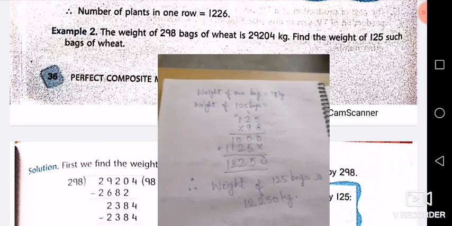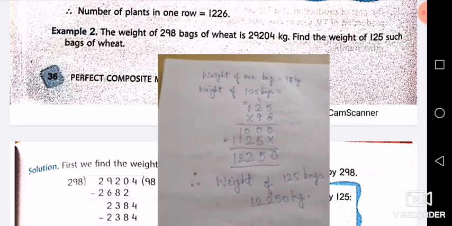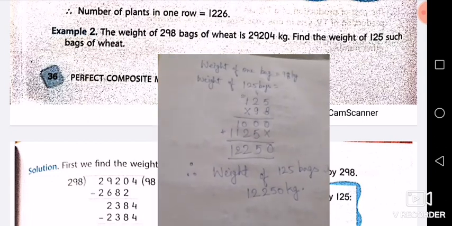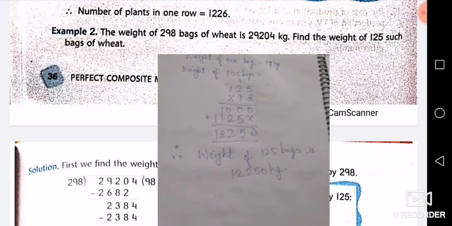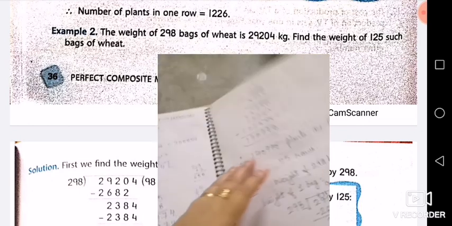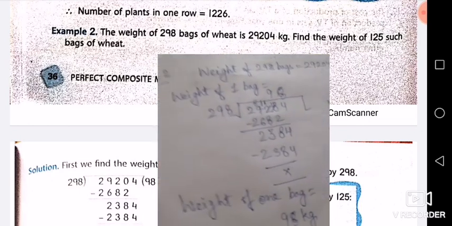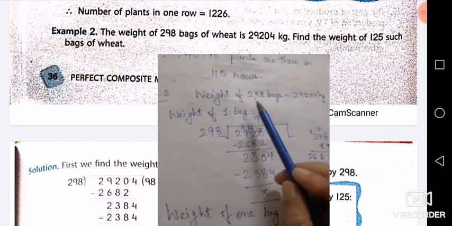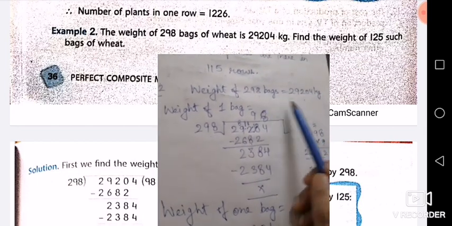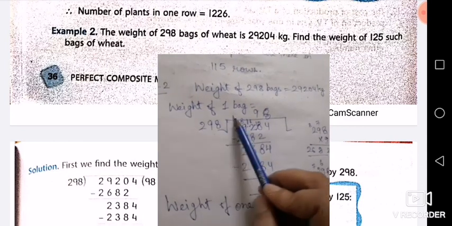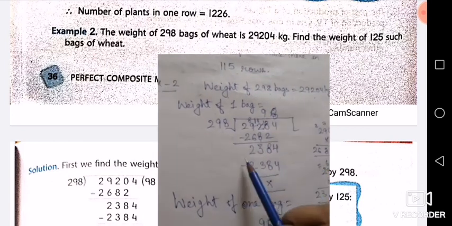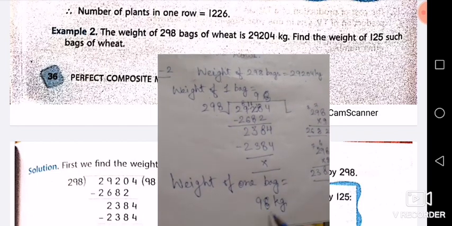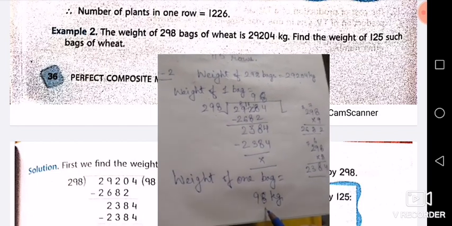What is given in the example? The weight of 298 bags of wheat is 29,204 kg. Now you have to find the weight of 125 such bags of wheat. What we have done first? What is given to you? Weight of 298 bags have been given to you. That is the total number of bags. So we have found out weight of one bag, that is 98 kg.